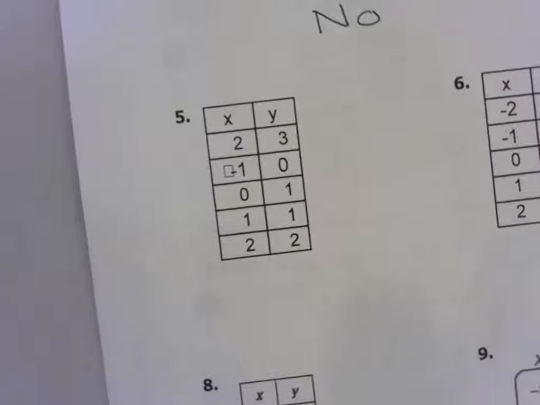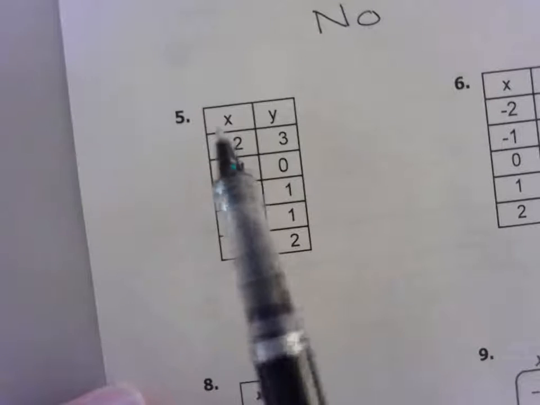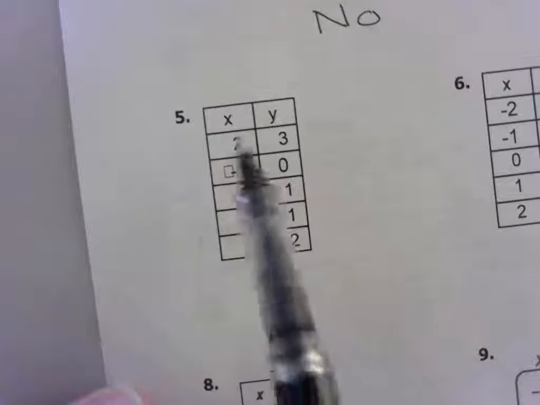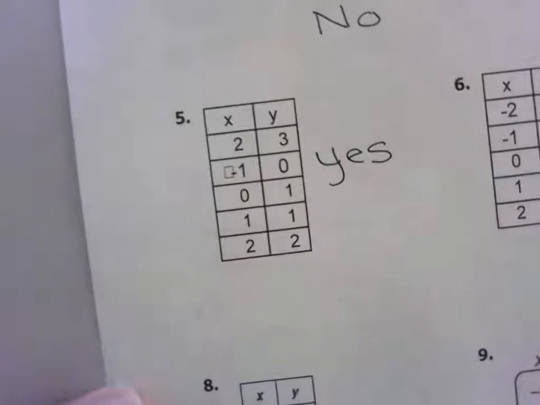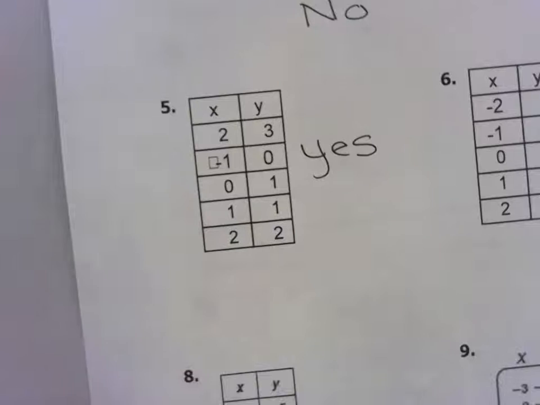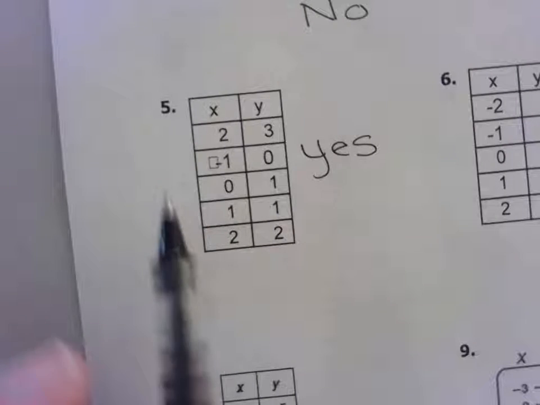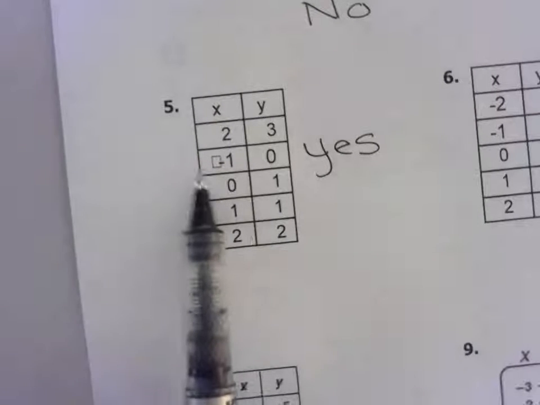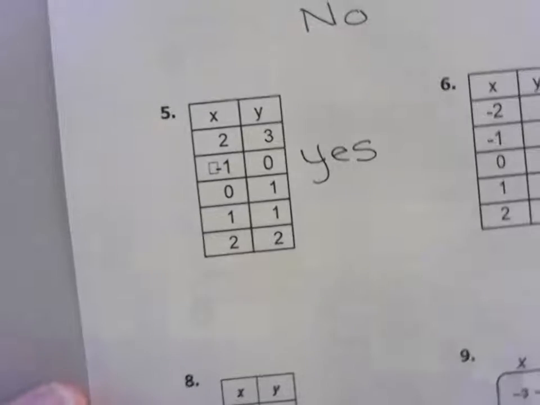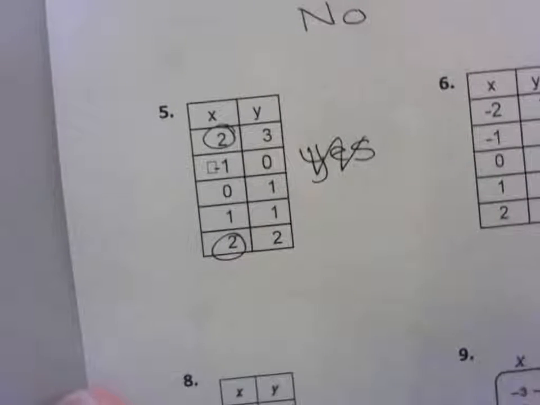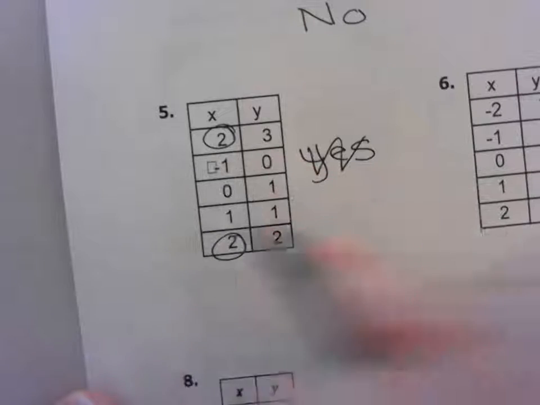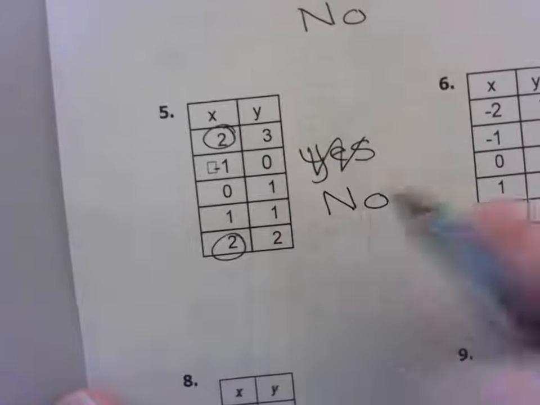Okay, let's look at number 5. If I give it to you as a graph, do any of my x values repeat? No, so it is a function. If they do not repeat, it is a function. Actually, it's a negative there, it's hard to see. 2 and 2. Thank you, it's a test. You passed. They do repeat, so it is not a function.